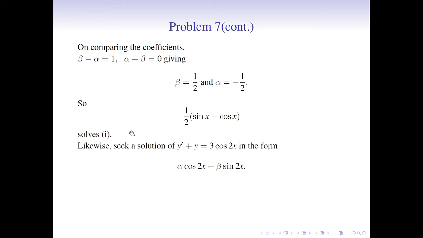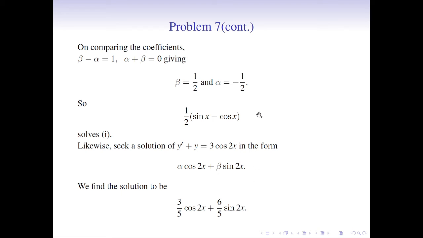Okay. Likewise, we seek a solution of the second part, that is y prime plus y equal to 3 cos 2x. So here we seek the solution in this form, okay, for the same reason. The derivative of sin 2x is 2 cos 2x, okay. Similarly, the derivative of cos 2x is minus 2 sin 2x, okay. So again we see, and in a similar fashion we proceed to know that the final solution of part 2 will be equal to this. Okay, you have to just do it in a similar fashion as above.